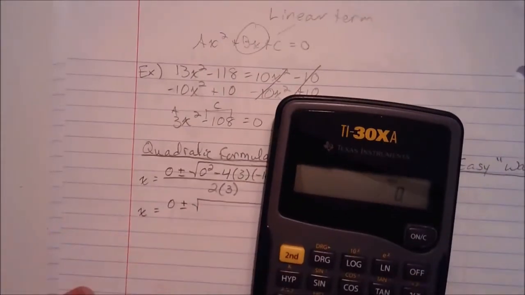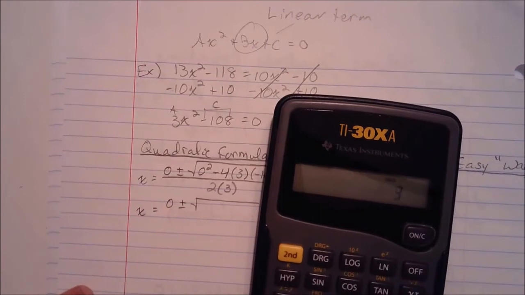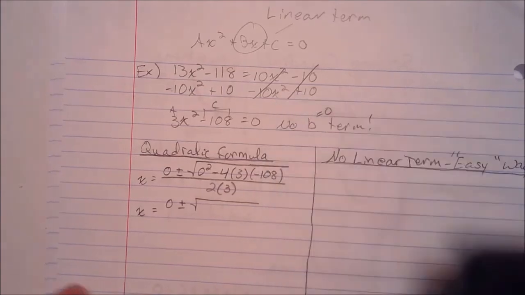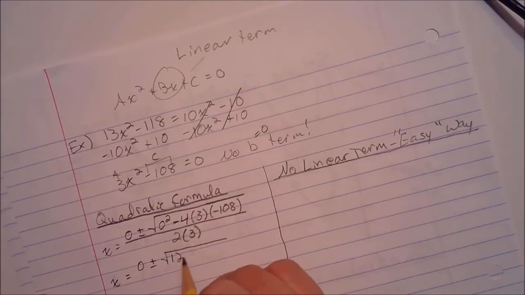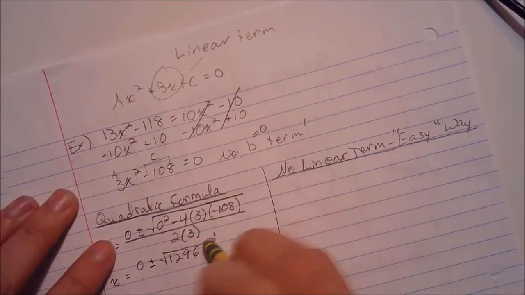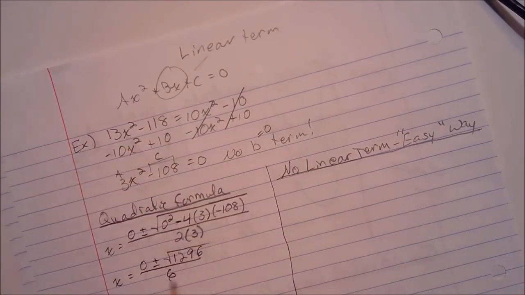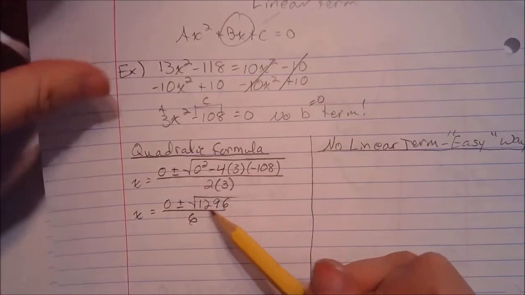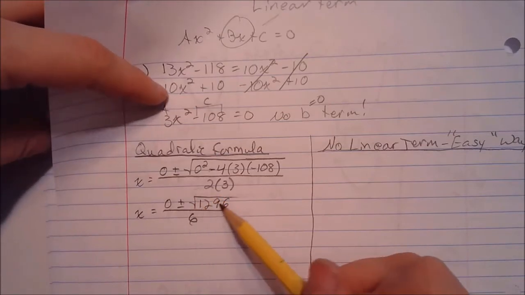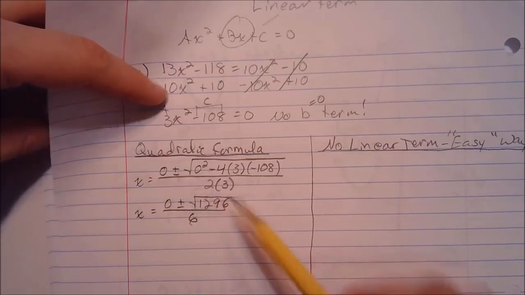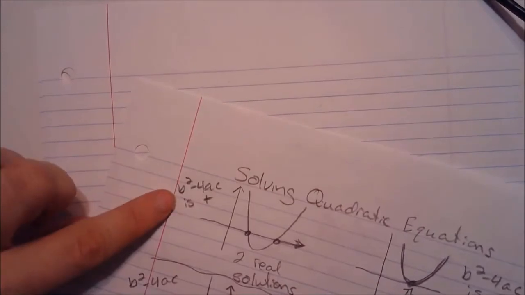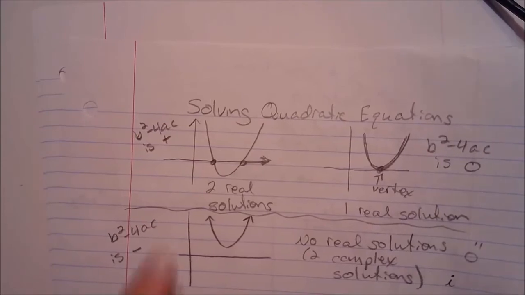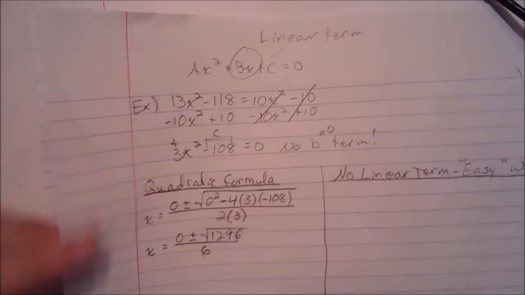Okay, so 4 times 3, which is obviously 12, times 108 is 1,296. So positive 1,296 over 6. Okay? And we know from what I discussed on the front of my page that if this number inside of here is positive, then I have 2 real solutions. So I'm going to be looking for 2 solutions this time, just like last time.